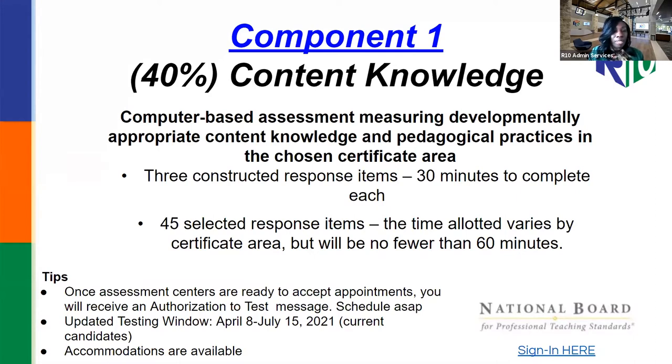We also provided some tips at the bottom. The assessment centers will be prepared to accept appointments, and candidates who are scheduled should do so once they receive authorization via an email or a text message from National Board. They do provide accommodations as well. And if you are a current candidate, you will see under the second bullet that the window for testing is April the 8th through July the 15th.